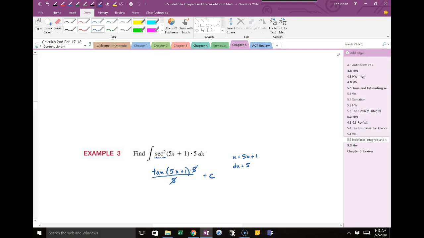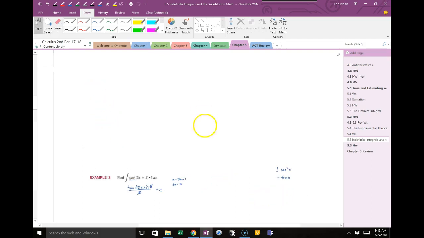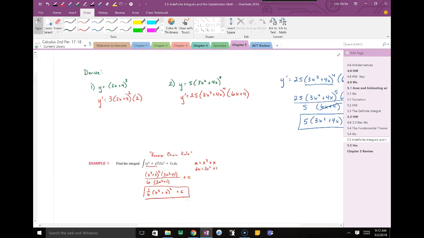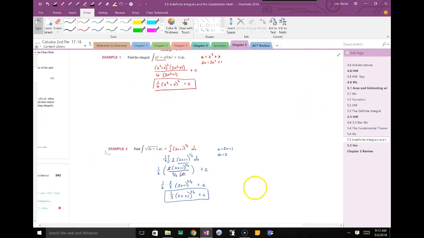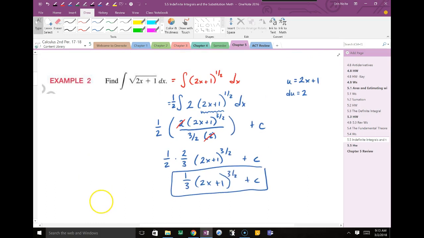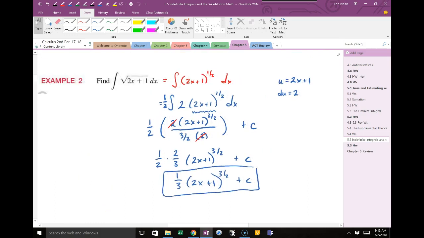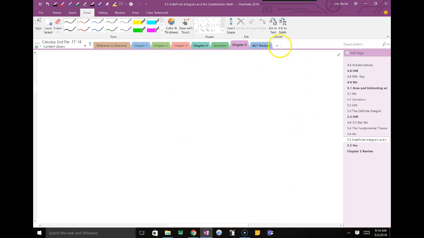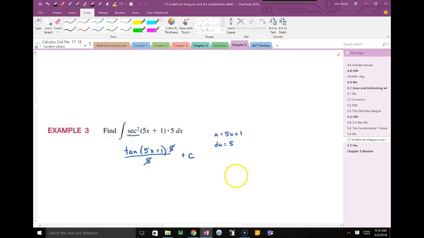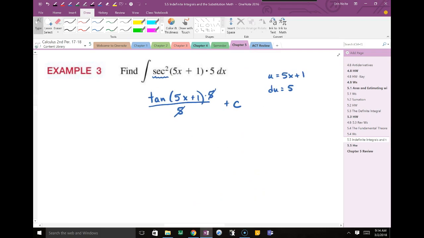Okay, so in the last question, we had the 1/2. Where's that question? The 1/2 came from the fact that we were missing the 2. Remember, the derivative of the inside was 2, but there was no 2 hanging out. So I had to make the 2, and to multiply by 2, I had to undo it and divide by 2. I didn't have that scenario in this example because the 5 was there, so I don't have to multiply by 1/5 or anything. It's good to go.